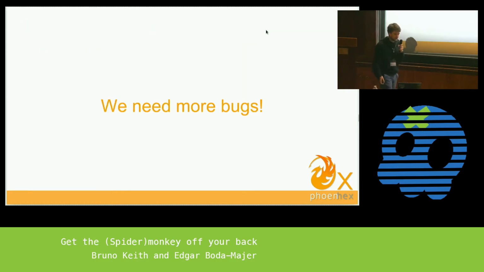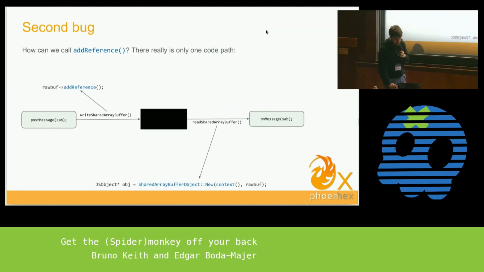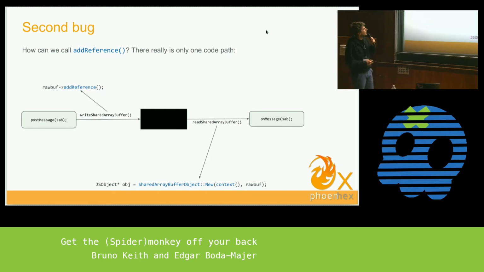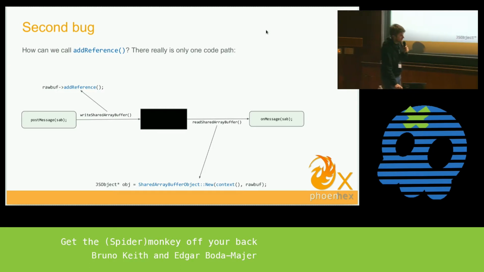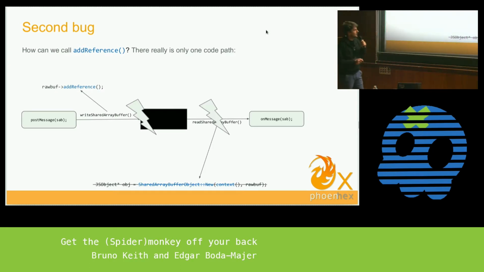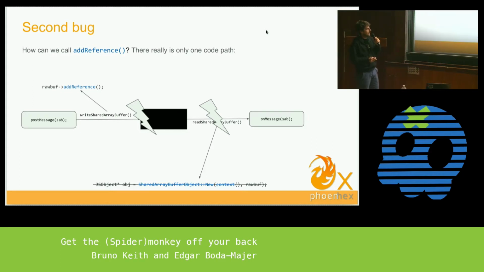So we need more bugs. And luckily for us, there's quite a nice bug. Well, it's not really a bug, but, yeah, it kind of is a bug. So think again about the structure. First we call write shared array buffer and then read shared array buffer. But it turns out that if we manage to somehow get an error between the two calls, then this one will have executed while this one will not execute.